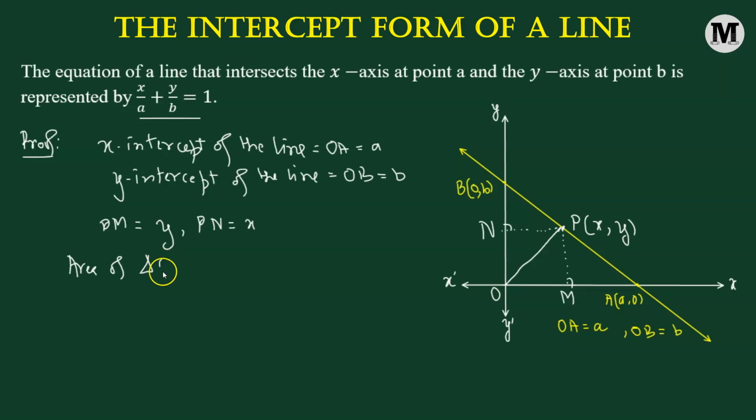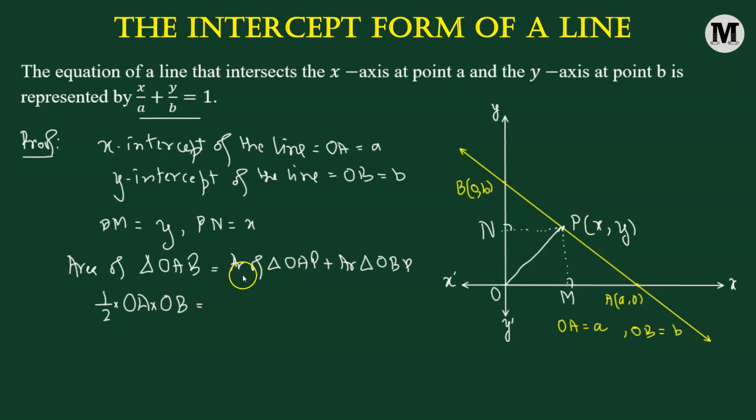Okay, now in the next step, let's try to define the area of the triangle OAB. Now we can say that the area of the triangle OAB is simply the area of the lower triangle OAP added to the area of the upper triangle OBP. Right? That's evident. Now let's find out the area of the bigger triangle OAB. That's given by half times the base. What is the base for this triangle OAB? The base is given by OA. So we have OA multiplied by the altitude. The altitude is simply going to be OB.